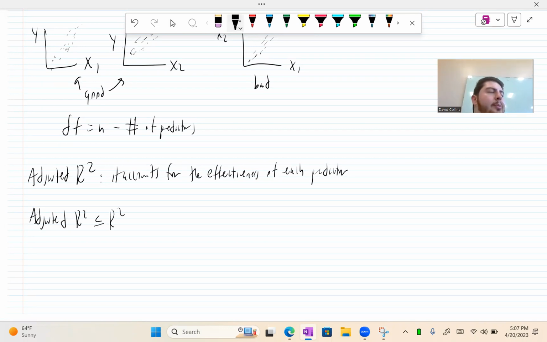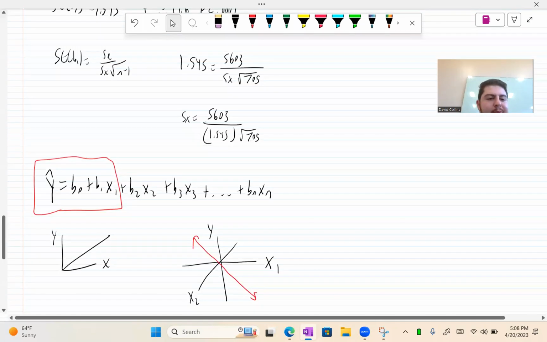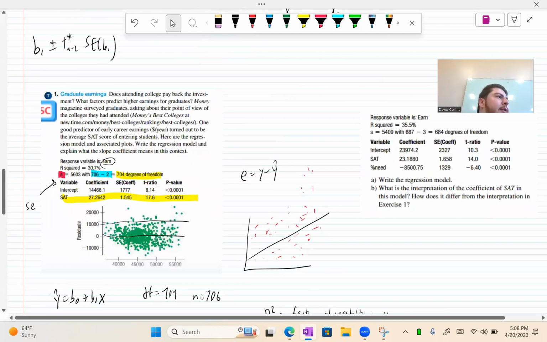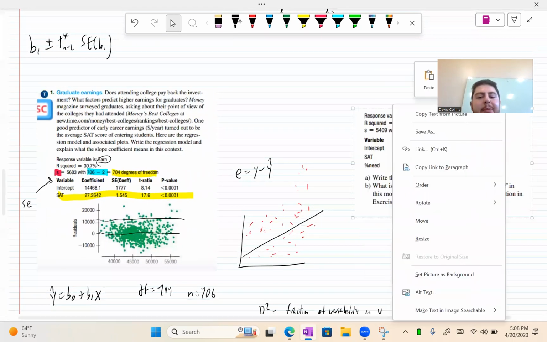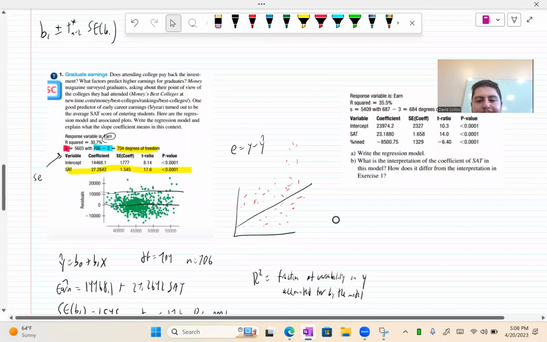Only if they're both 0 or both 100% can they be equal, but basically always adjusted R squared is less than R squared. They're equal only if you have a perfect model or an anti-perfect model. You can't hand calculate adjusted R squared. That's something a computer does. You'll be given it. So when we have at least 2 predictors, like on the right, R squared becomes adjusted R squared. It just doesn't say that.